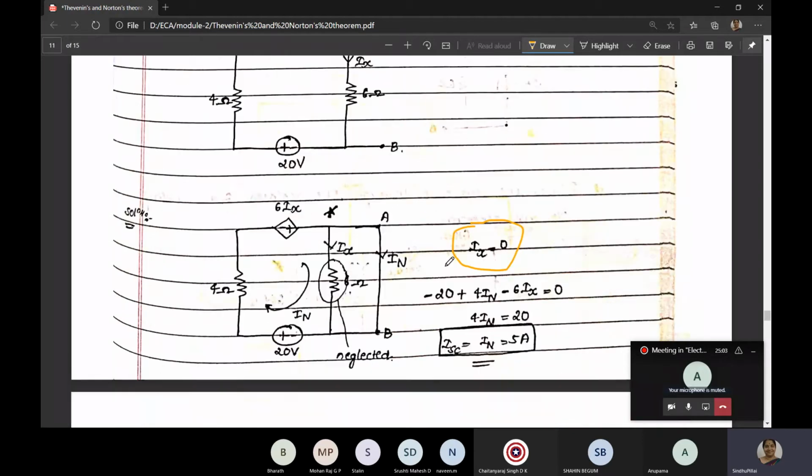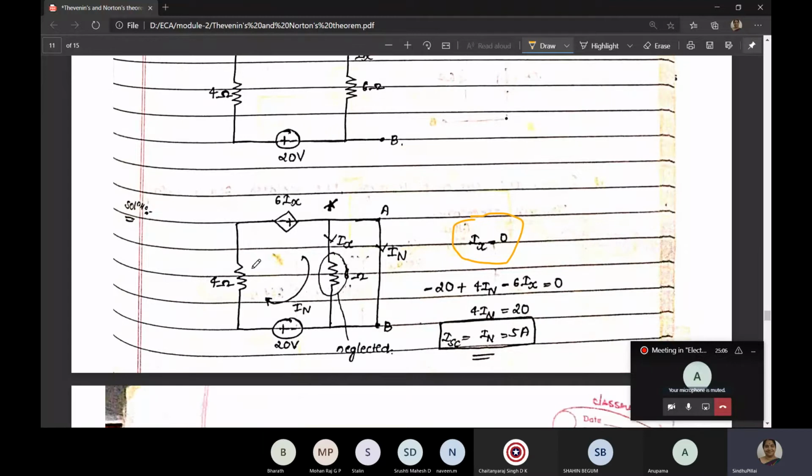We have to find the short circuit current, so we'll take the loop here. Call the current IN, and write the equation. It is minus 20 plus 4IN minus 6Ix equal to 0. What happened to 6Ix? Since Ix is 0 here, that term will go and will not remain. So we get only 4IN equal to 20, and the short circuit current is 5 amps.